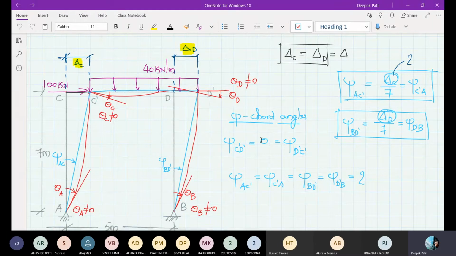Students, do you still have any doubts in this frame? What is the chord angle and how is it to be found? Is there any doubt in this? If you don't have any doubts, I can move further. Any doubts?